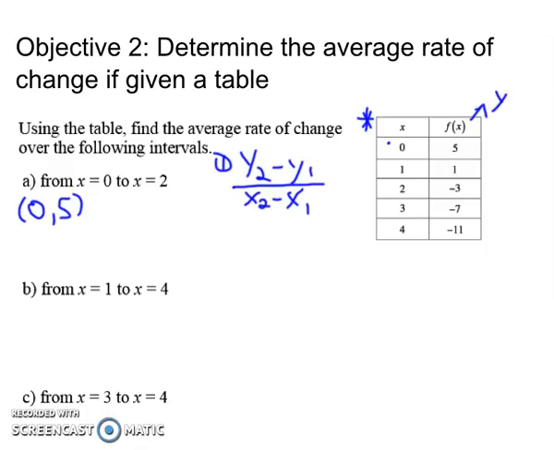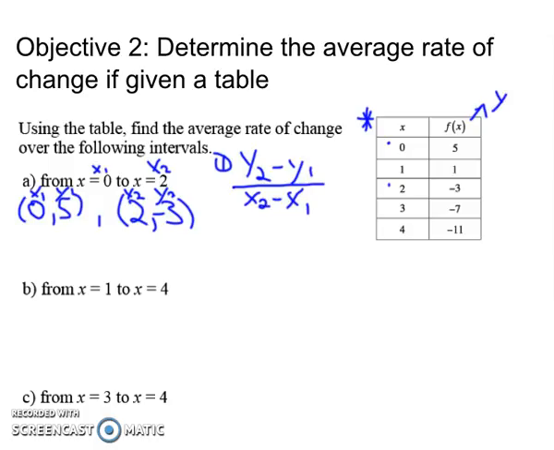So again, listed first is my x1, and this is x2. So I'm going to identify x1, which means this is y1, right? Inputs and outputs are pairs, they go together. So if it's the first input, it has to be the first output. Now, at 2, if I reference my table, at 2, the output is -3. So this is x2, and this is y2. So the first step is done. I've identified all four pieces of my average rate of change formula.